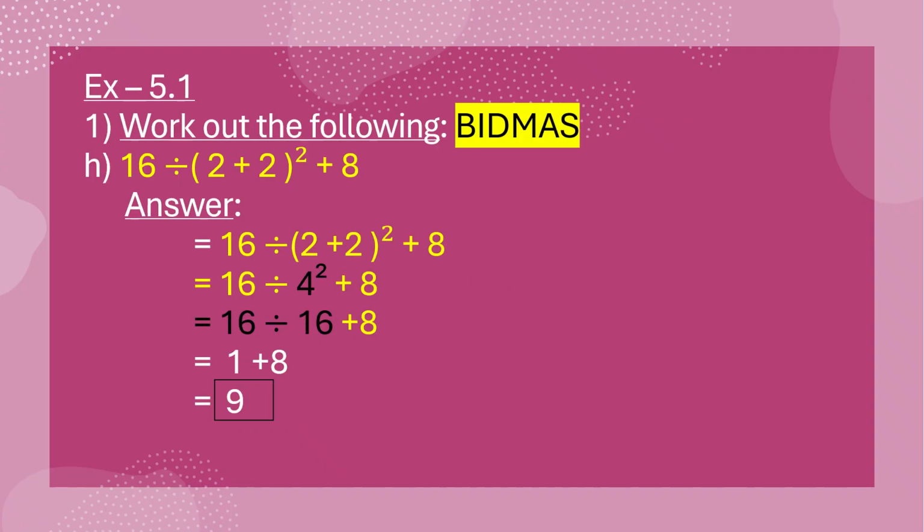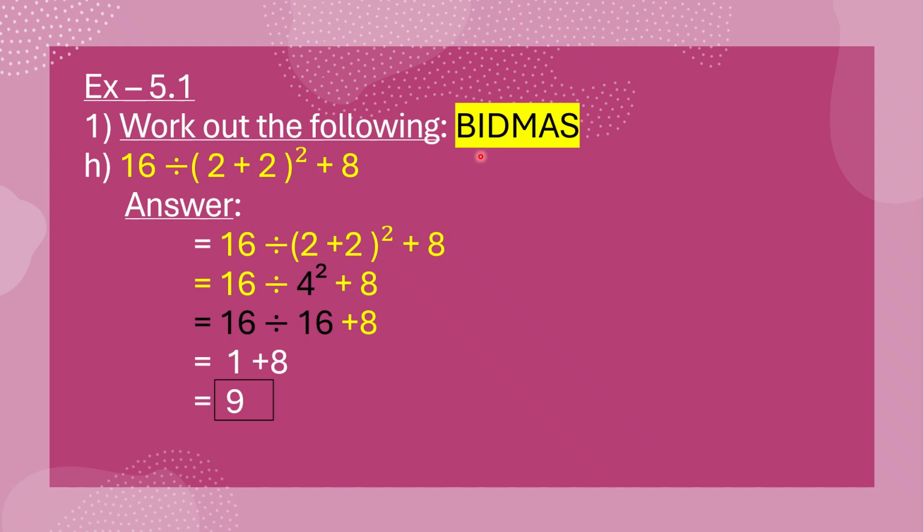Which sum is 16 divided by (2 plus 2) the whole square plus 8. We have to use the BIDMAS rule. Okay, so here B stands for bracket. So we have to do the bracket first. So 2 plus 2 is 4. So 16 divided by 4 square plus 8. After the bracket, we have I. So what does I mean? Indices.